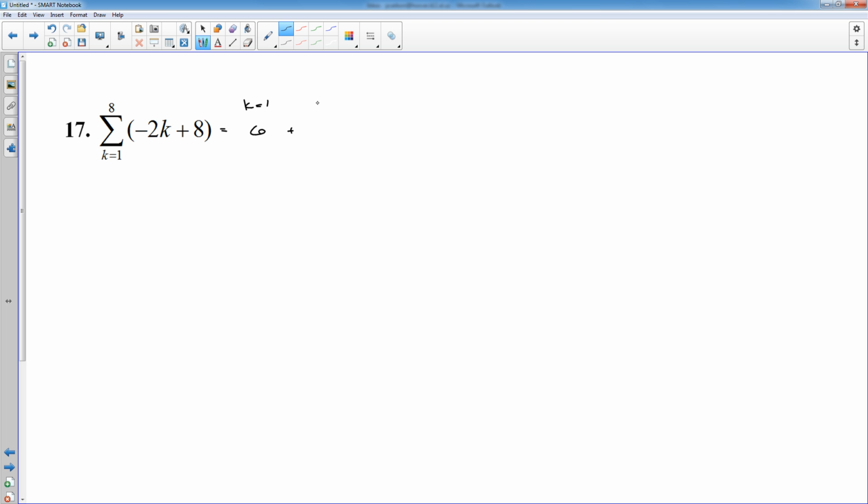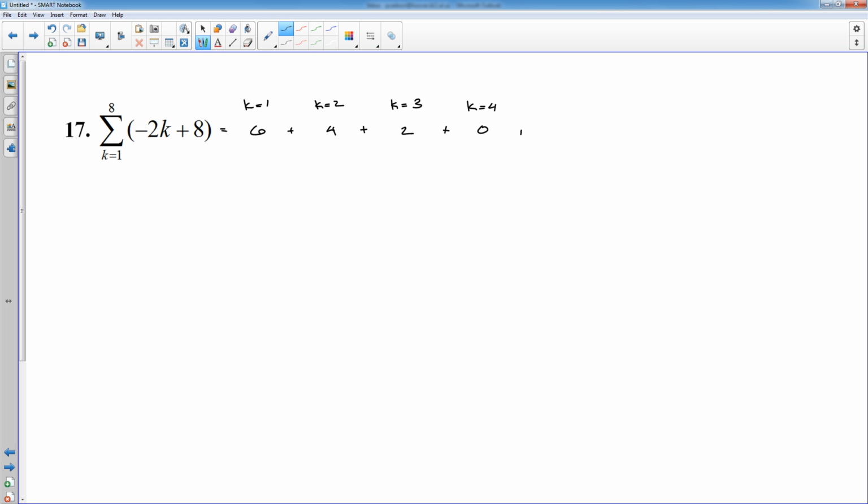Then I will add and I'll plug in k is equal to 2. Negative 2 times 2 is negative 4 plus 8 is 4. And then I'll plug in k is equal to 3. Negative 2 times 3 is negative 6 plus 8 is 2. Then I will add to that k is equal to 4. And we do this until we get to k equals 8. Negative 2 times 4 is negative 8, plus 8 is 0.